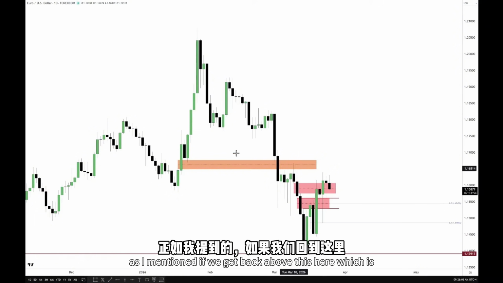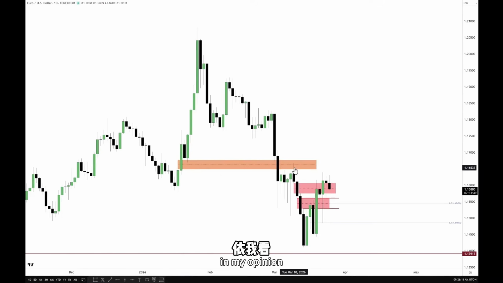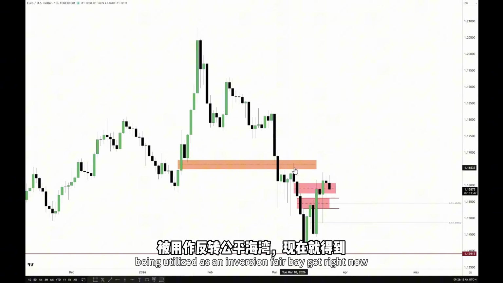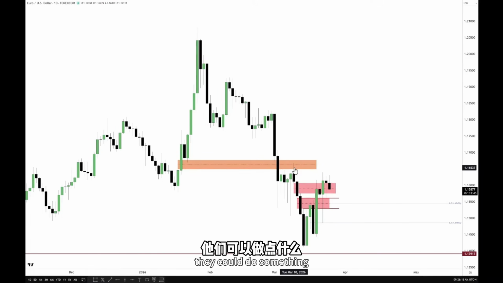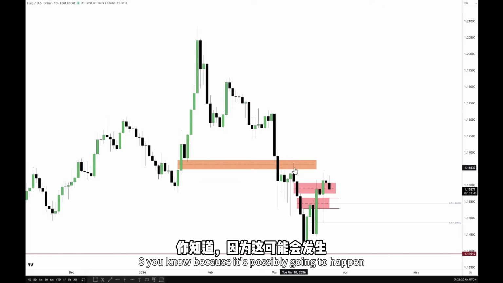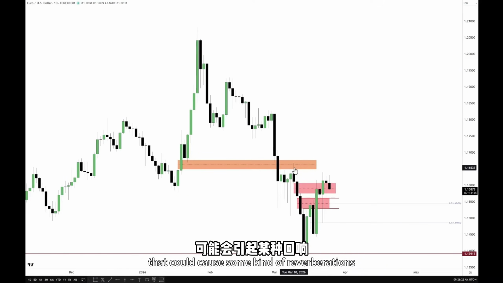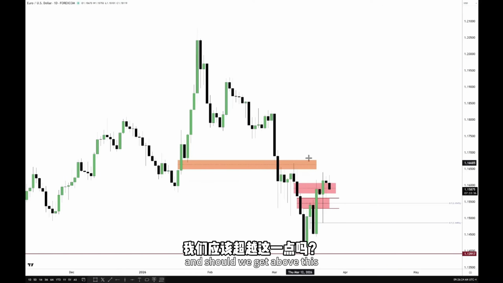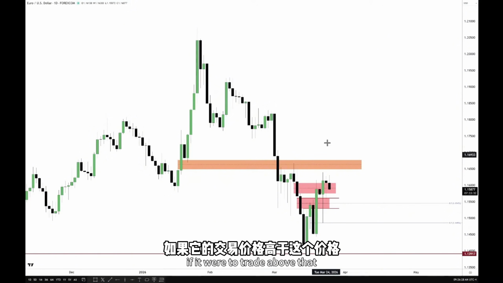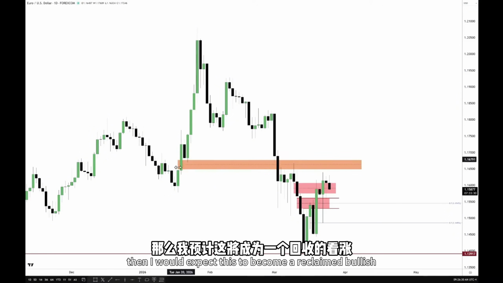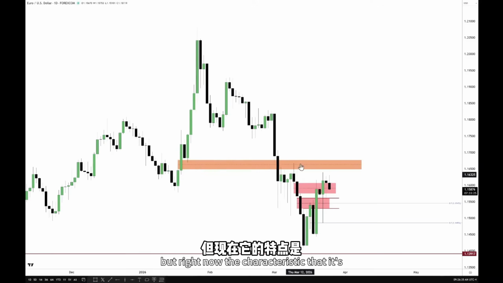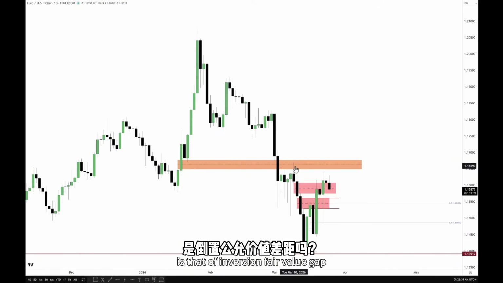As I mentioned, if we get back above this here, which is, in my opinion, being utilized as an inversion fair value gap right now, I could be wrong. They could do something over there in the Middle East, or something happening here in the U.S., because it's possibly going to happen. That could cause some kind of reverberations in price action. And should we get above this, if it were to trade above that, then I would expect this to become a reclaimed bullish fair value gap. But right now, the characteristic that it's under and using or implementing is that of inversion fair value gap.